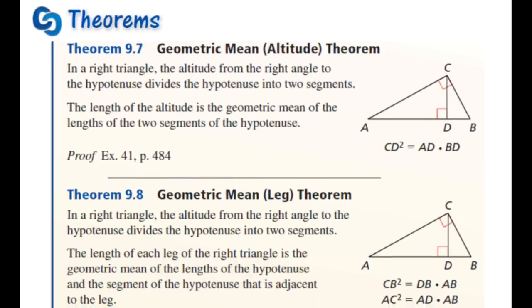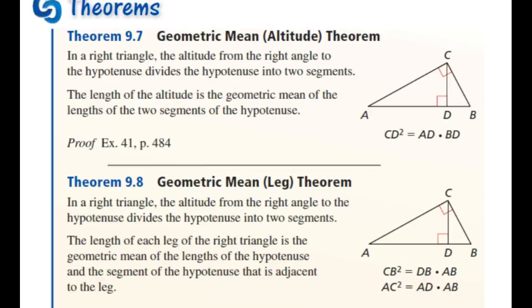So how does this come into play? We're going to be using this when we're looking at these triangles. Okay, so my geometric mean altitude theorem. I've got two geometric mean theorems here, but one is the altitude. In a right triangle, right here's my right triangle ABC, the altitude from the right angle to the hypotenuse, the CD length, divides my hypotenuse into two segments, which are AD and DB. So the length of the altitude is the geometric mean of the lengths of the two segments of the hypotenuse. So here's what I'm really looking at. CD squared, the length of this altitude squared, is equal to AD times BD.